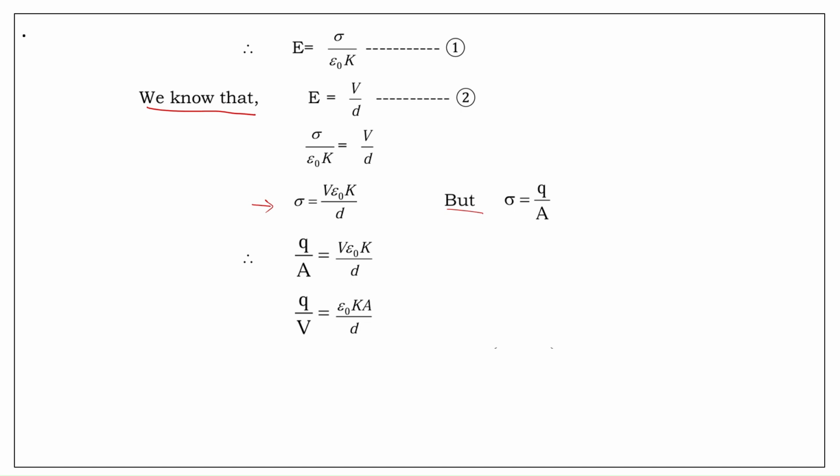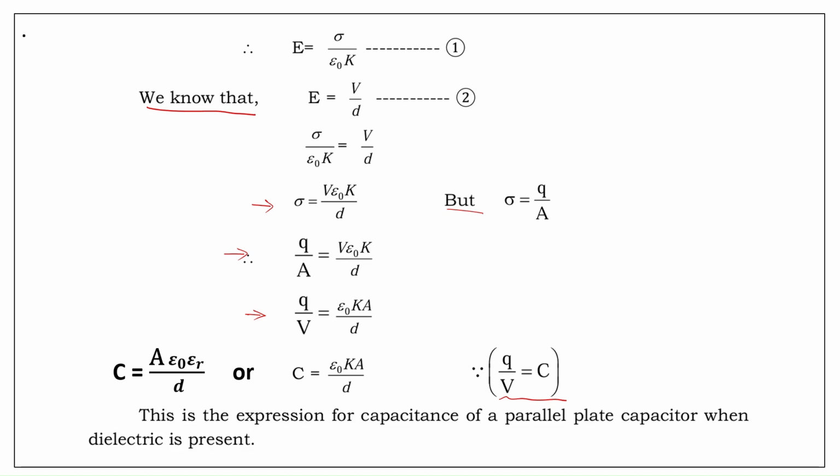But sigma is equal to Q by A. On substituting, Q by A is equal to V epsilon naught K by d. On changing V and A, we get Q by V is equal to epsilon naught K A by d. We know that Q by V is equal to C. Therefore, C is equal to epsilon naught K A by d. Or C is equal to epsilon naught epsilon r A by d.